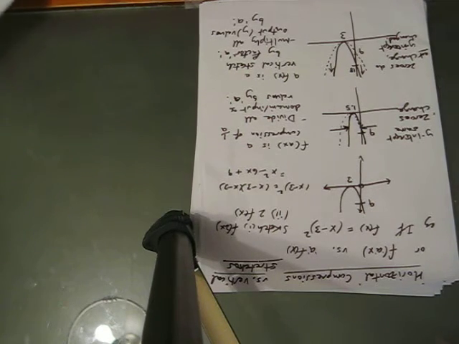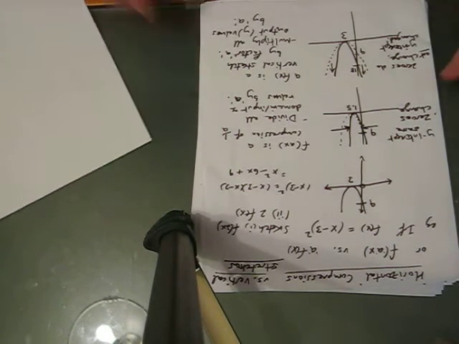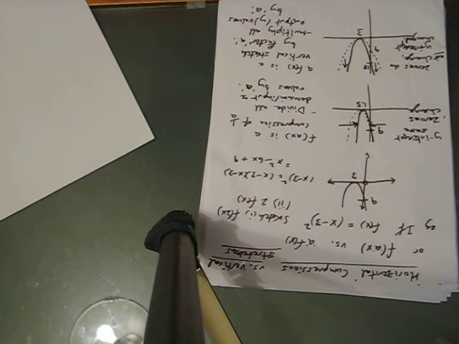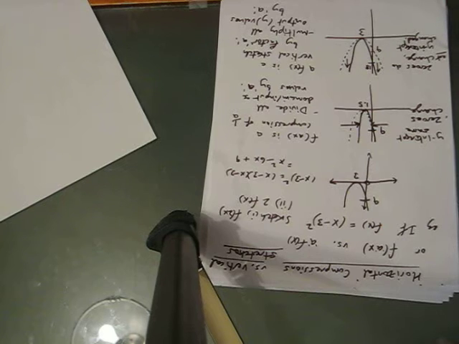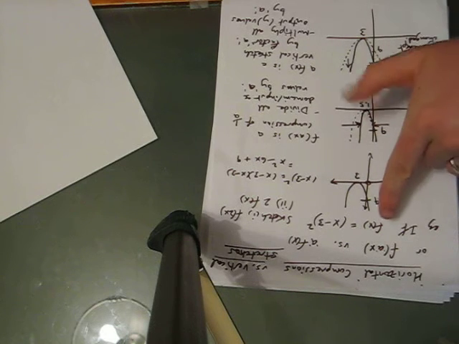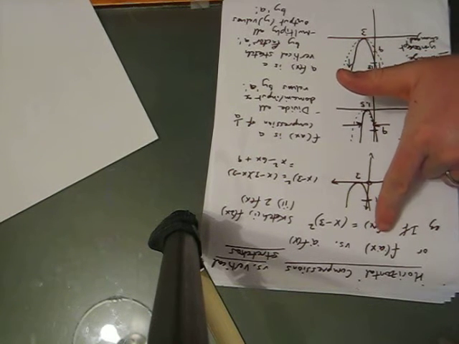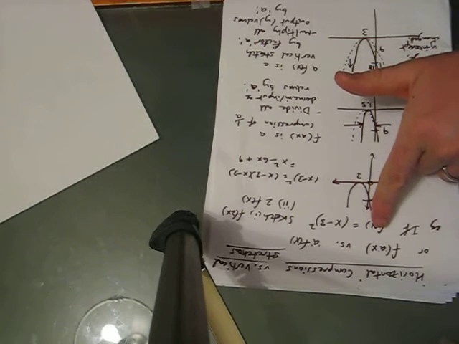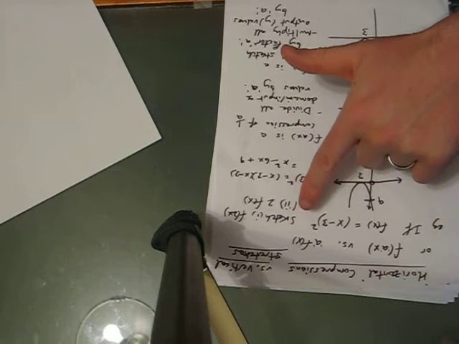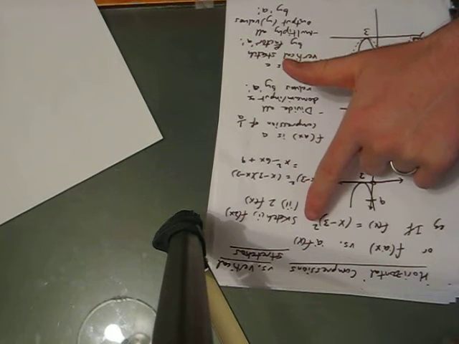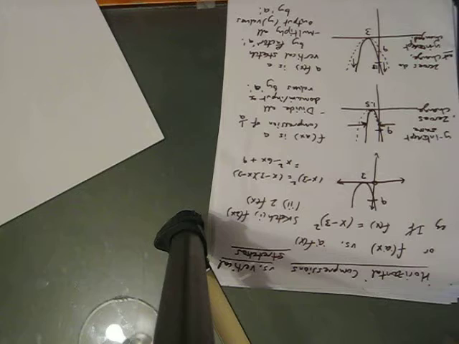Alright, so we're going to clear up horizontal compressions, vertical stretches a bit more here. One of the transformations that students find particularly confusing. So we're looking at the difference between f of ax, where there's a factor inside the function, and the difference between that and a f of x, where there's just a constant multiplied by the entire function.